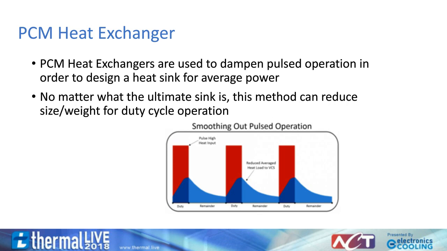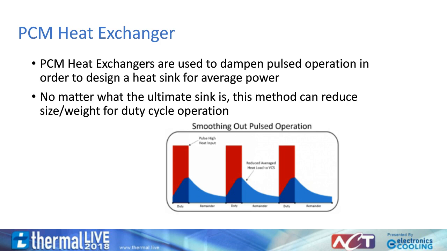The ultimate heat sink can then be reduced in size and weight regardless of what type of system. Some examples include reducing radiator size in space applications and reducing convection heat sink volume in terrestrial ones. In this example, we'll show the effect on a fluid heat exchanger that couples a liquid cooling system with a vapor compression system.